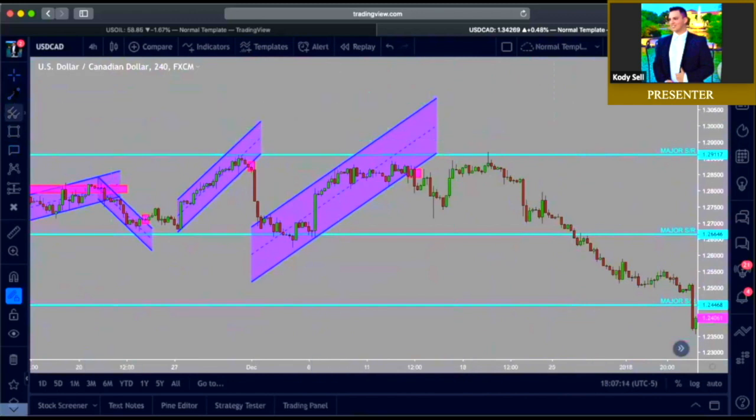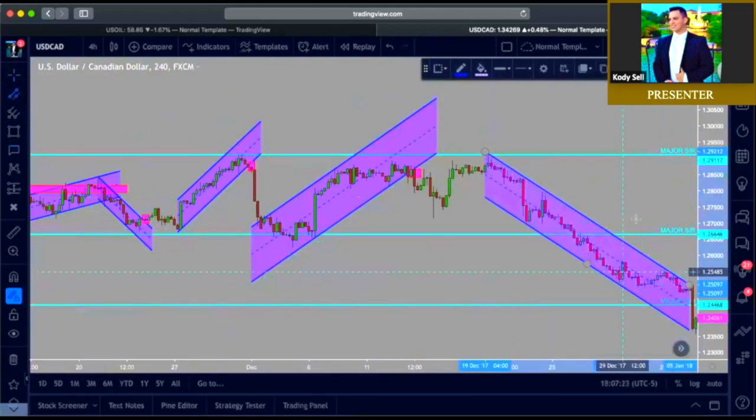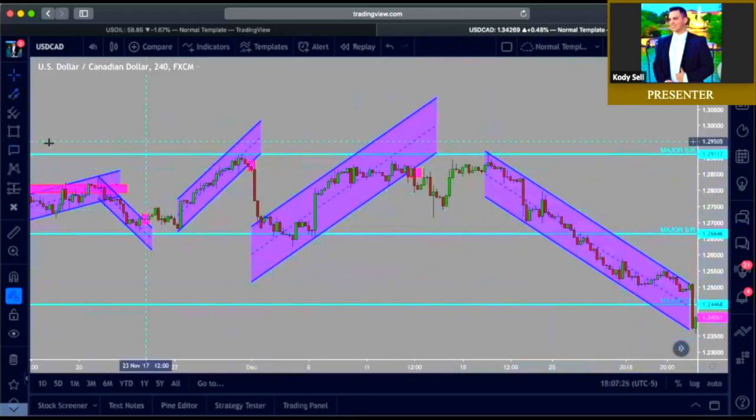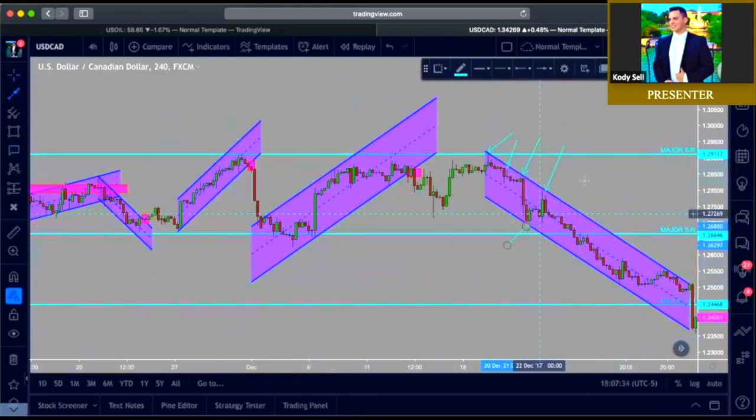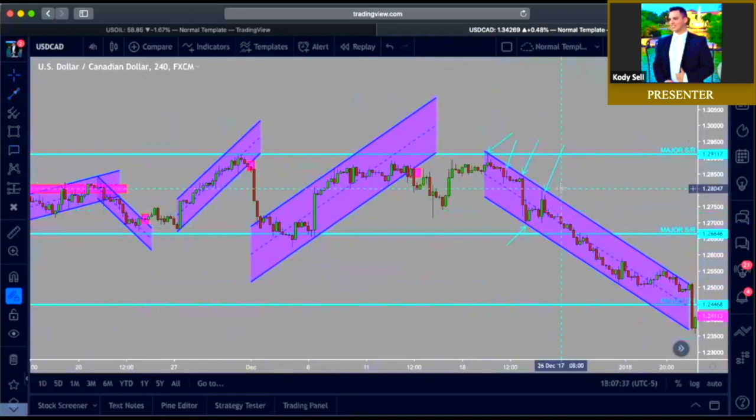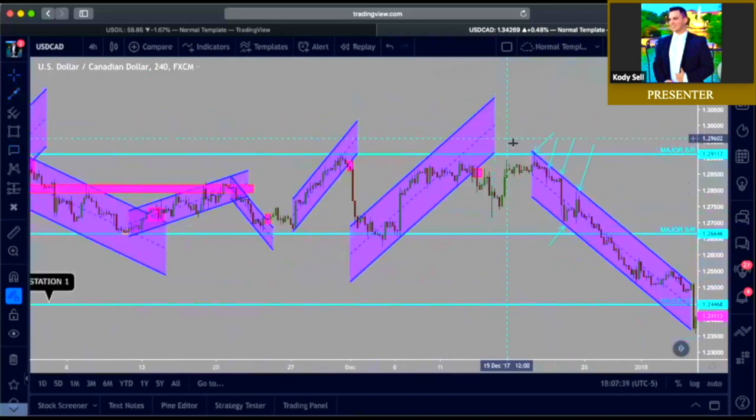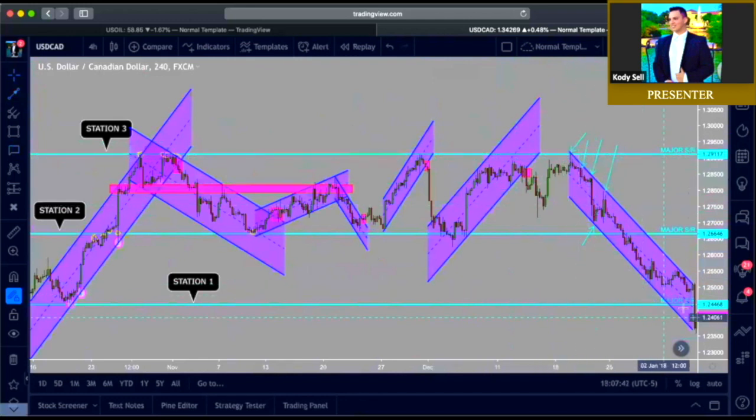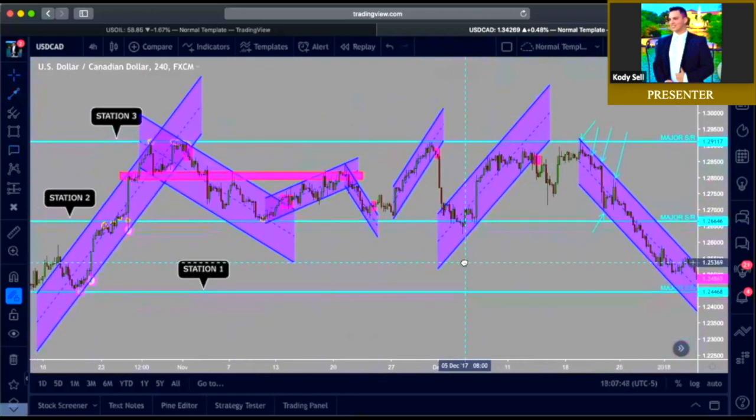All right, so now we've got this channel over here, moving from our resistance all the way down to our major support down there. And what are the boundaries that we're looking at? We're looking right here, right here, right here, right here. Getting these channel boundaries, and again, seeing how it moved all the way from station 3 down to station 1, and we'll continue on to a new SNR somewhere down below. But if you notice here, price is moving in between these stations in these specific channels.